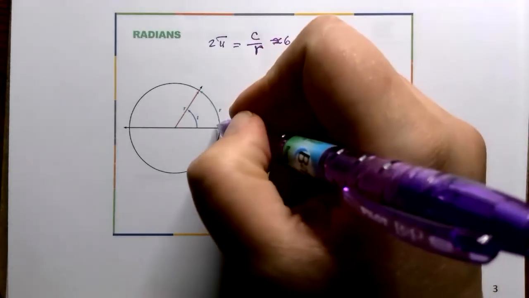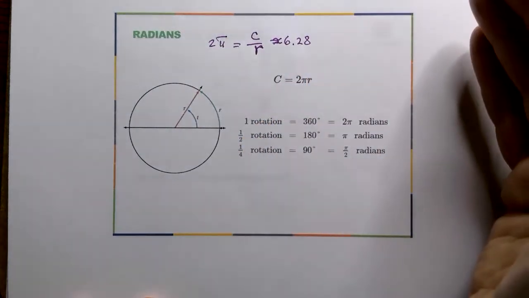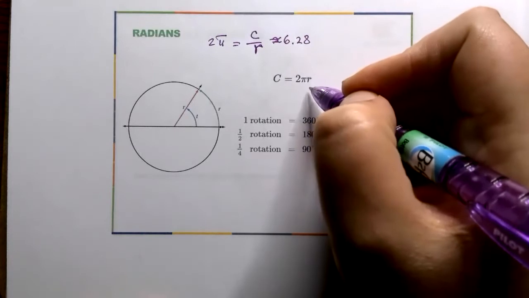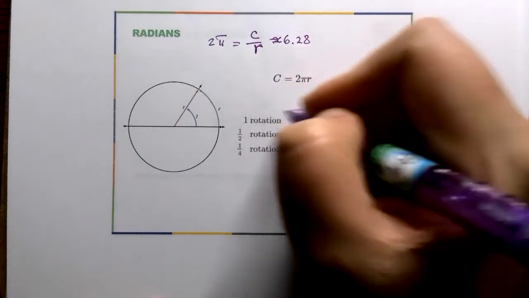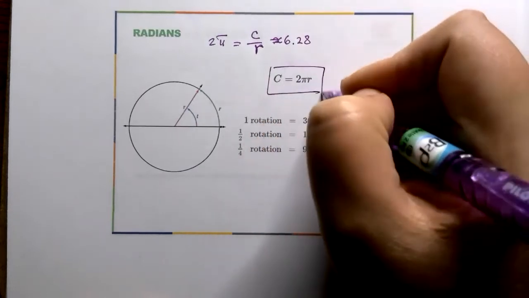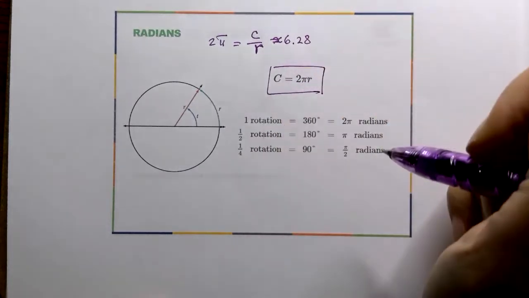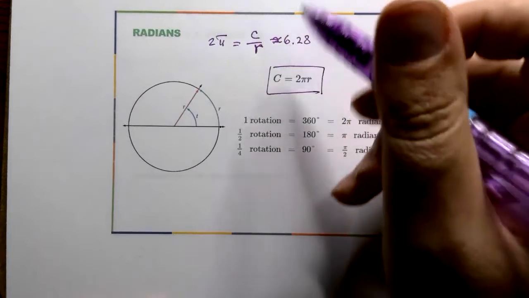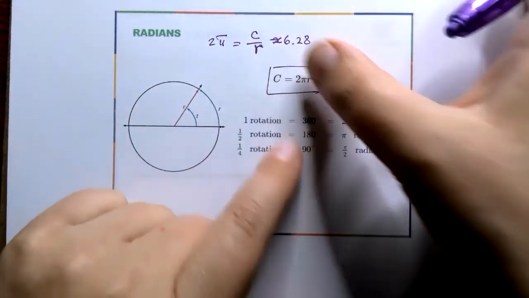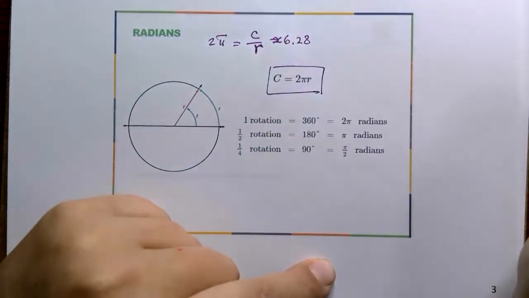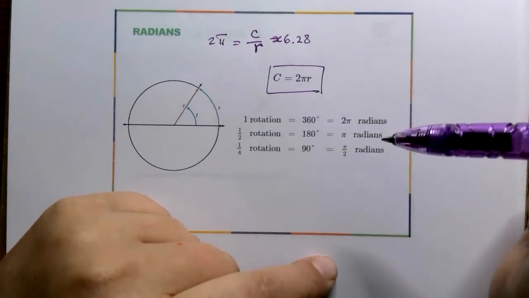But if we want to put the circumference in some units, let's say our radius is measured in centimeters, then we could calculate our circumference using this formula. Circumference equals 2 pi r. 2 pi multiplied by r. If you look at this formula right here and multiply both sides by r, that's how you get this formula.